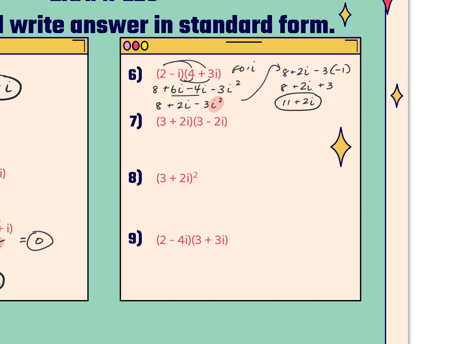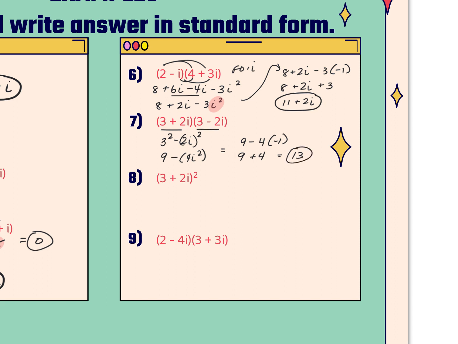So again, here I'm going to FOIL. Notice this is a difference of squares. So this is going to be 3 squared minus b squared, right? Or the second term squared. So this is going to be 9 minus 4i squared. And again, 9 minus 4 times i squared, which is negative 1. So 9 plus 4, or 13.